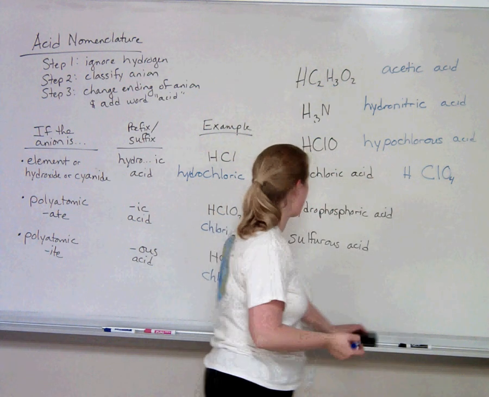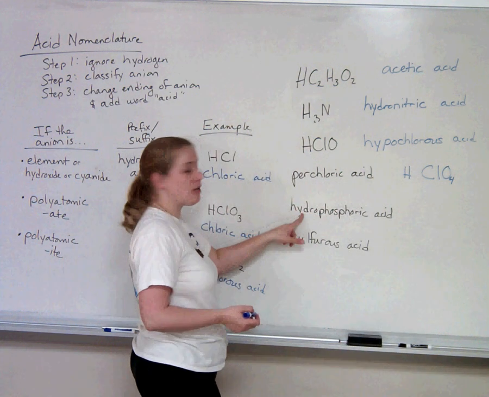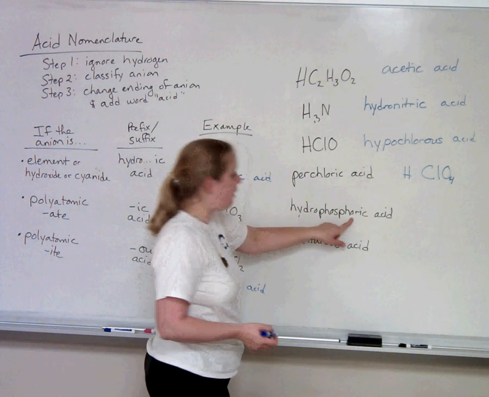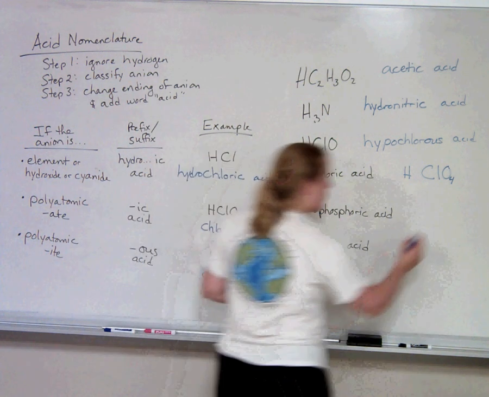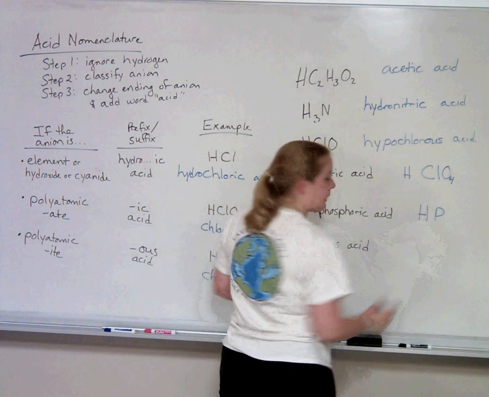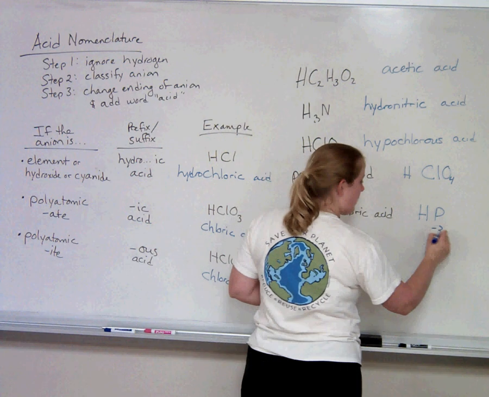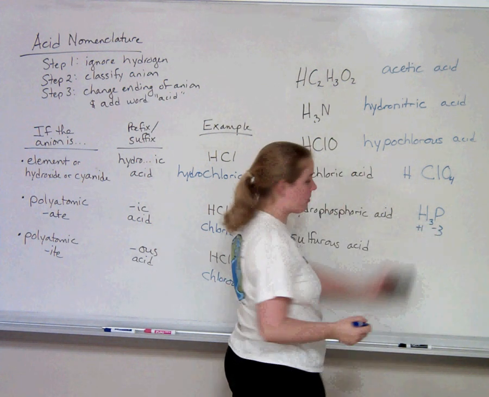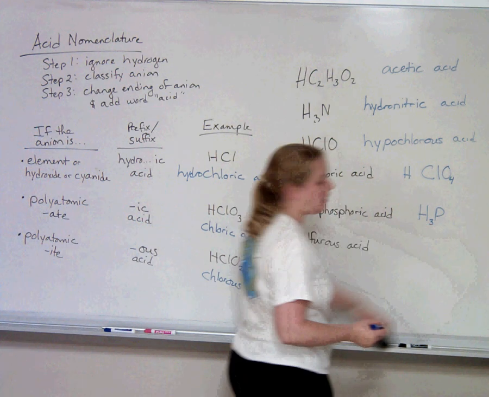All right, let's try this one. I see a hydro there. That tells me it's an element. The element is this one, phosphorus. So here's phosphorus. We're going to have a hydrogen. Now we've got to figure out how many. There's -3 here. This is +1, so I'm going to have 3 hydrogens there. So the formula for this is H3P.